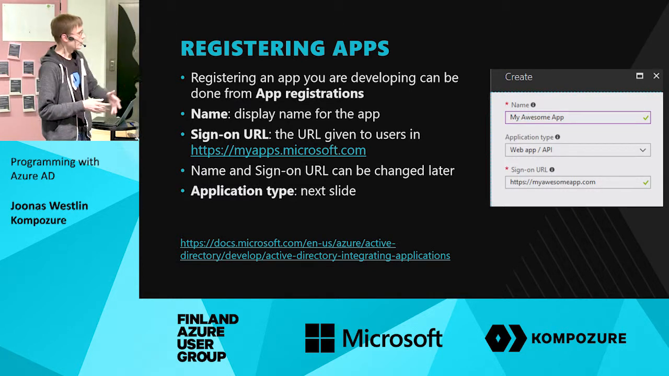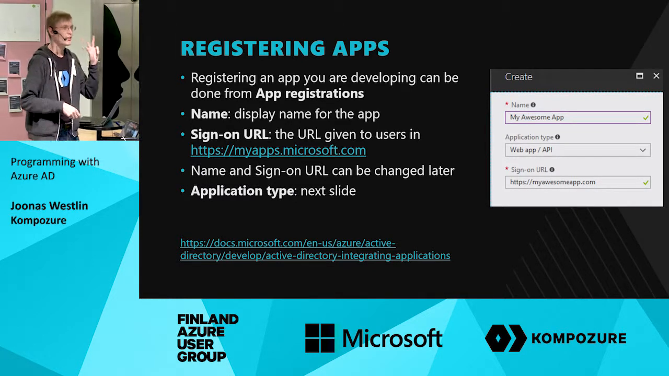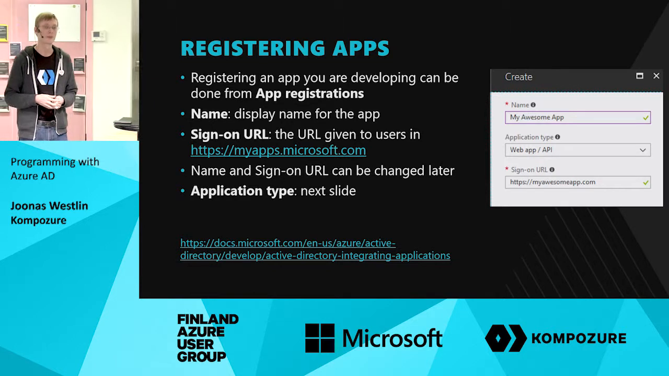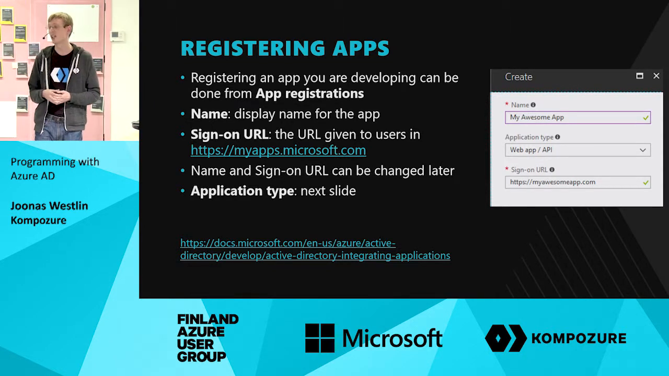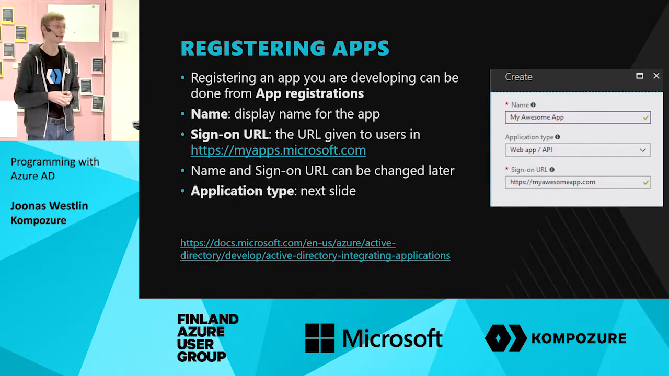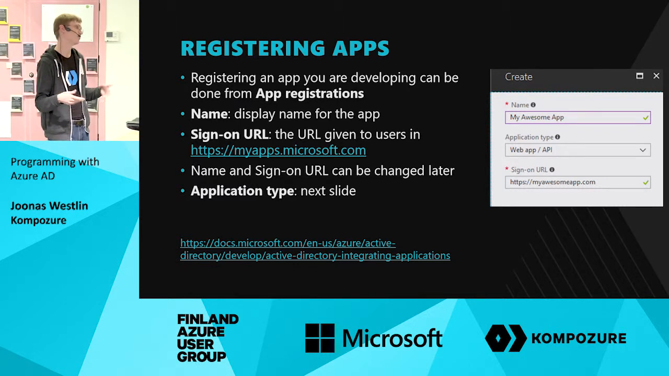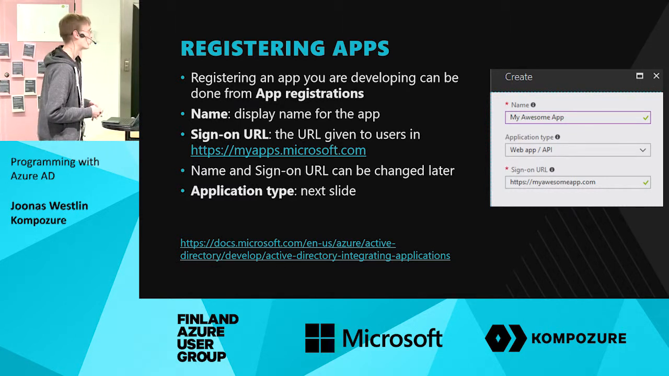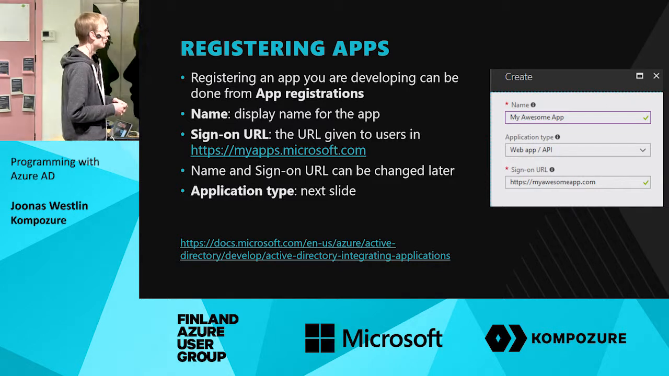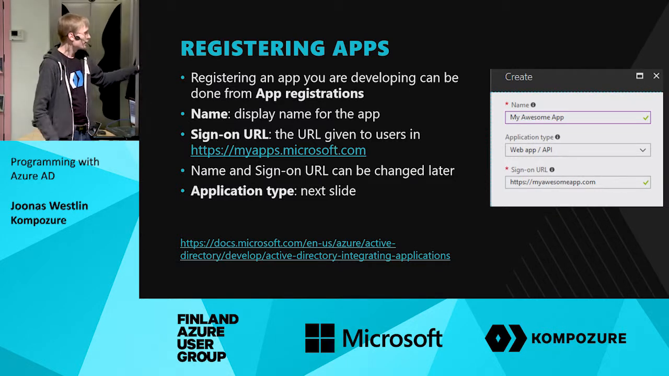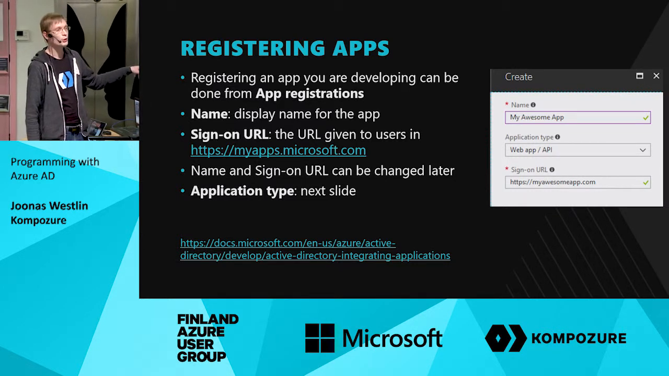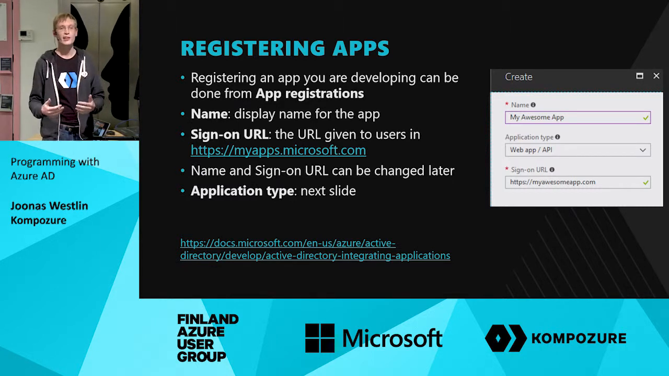And when you go to create an app, it's going to ask you 3 things. 3 things are absolutely mandatory. A name, that's just a display name for the app. It's going to be shown to the users on the login screen when they're logging in, for example. We also have a sign-on URL. That URL should usually be the URL which triggers the sign-in flow in your application.